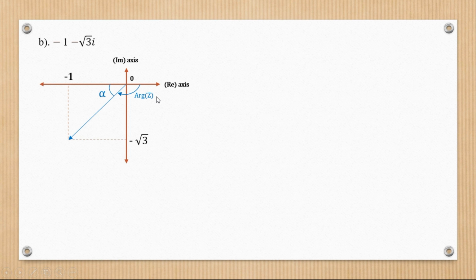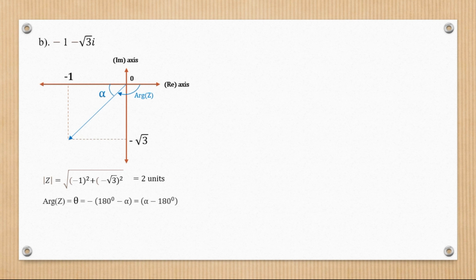And as you can see, since we're doing clockwise rotations, in this case the answer is going to be a negative angle. So how do we do this? Let's first find the modulus. The modulus is going to be root of 1 squared plus root 3 squared, so 1 plus 3 is 4, and root of 4 is 2 units.